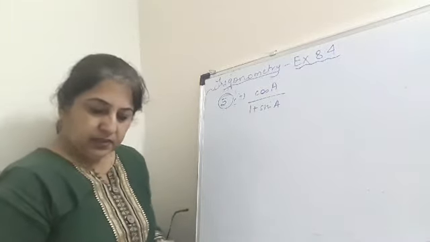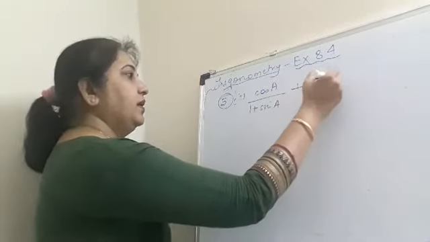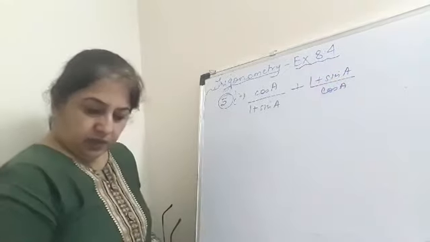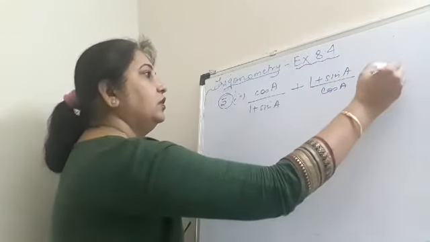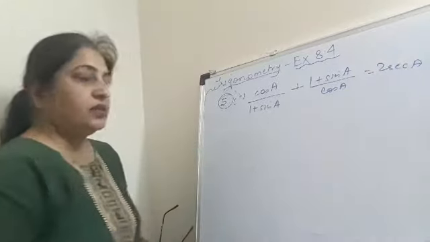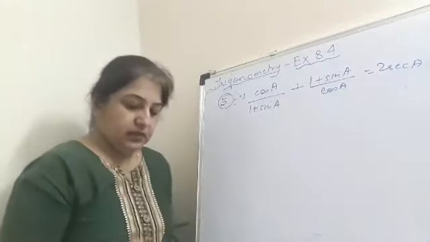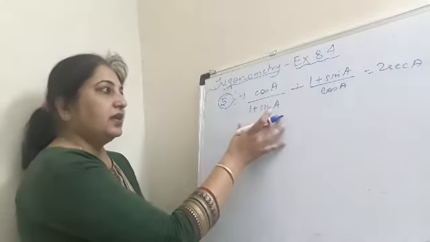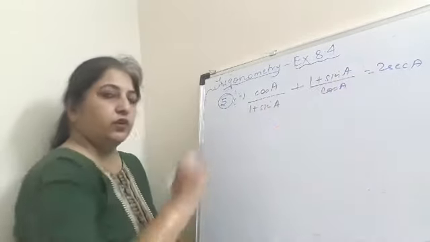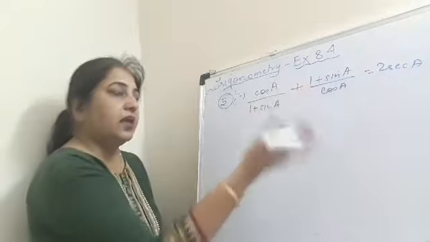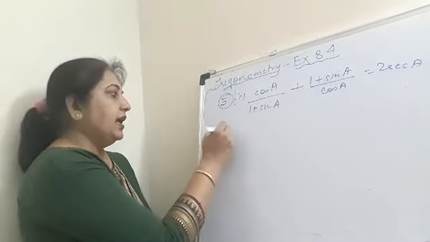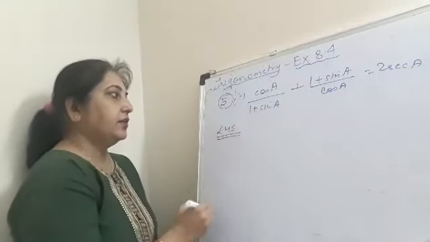Cos A upon 1 plus sin A plus 1 plus sin A upon cos A. We have to prove it to be equal to 2 sec A. As you can see, there are two parts of this question, left hand side and right hand side. When we start solving one side, we have to prove it to be the other side, or sometimes we can solve both simultaneously. So let us begin with the LHS, that is the left hand side.